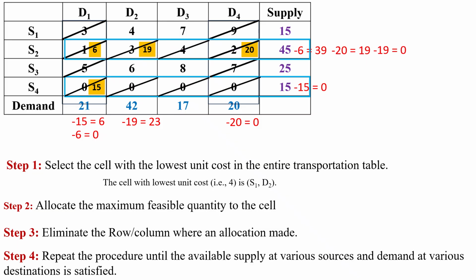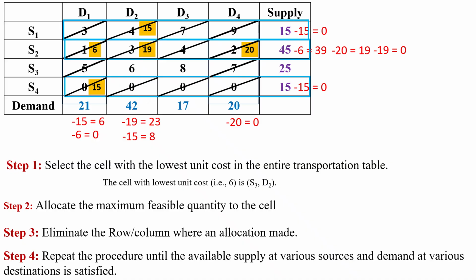Next lowest cost is 4 for the S1 row and D2 column. In this cell, we observe the supply as well as the demand. Supply is 15 and demand is 23. So the maximum possible allocation is 15. Then we allocate 15 here, then subtract 15 from supply and demand. Then supply becomes 0 and demand becomes 8. Then we remove the S1 row because its supply is 0.